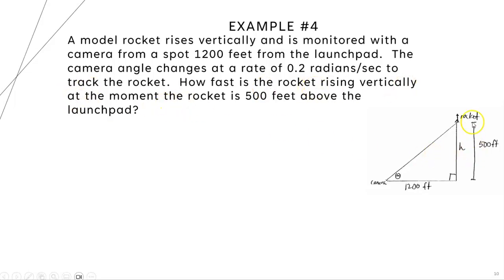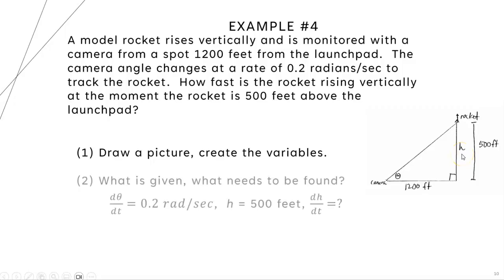At the moment, the rocket is 500 feet above the launch pad. So you have to imagine the rocket's still going up. It's like if we took a picture with this camera right at the moment when the rocket's 500 feet up, what is the rate of speed of the rocket at that moment? Okay, so we drew a picture, we created the variables. 1,200 is not changing, so I'm going to put that there as 1,200. But the h, on the other hand, is something that's changing, so I'm going to give that a name. I'm going to call that h for height.